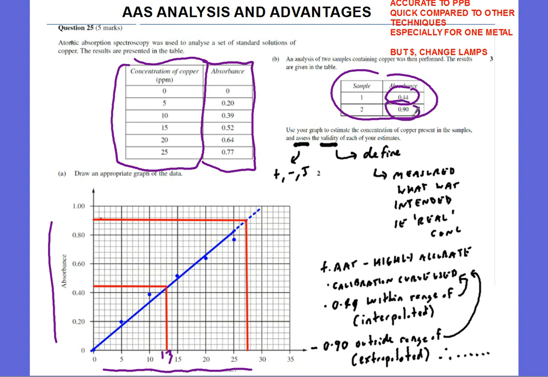The next sample had a 0.9 absorbance. We can draw that across here. It had about a 25.5 parts per million concentration. But this is a very interesting question because it asks us to assess the validity of both answers. So assess means positive and negative in judgment.